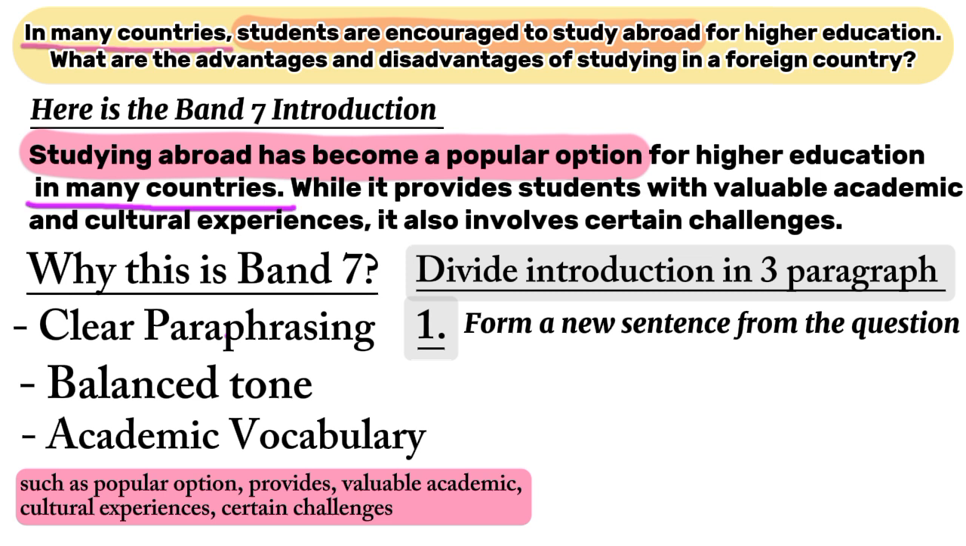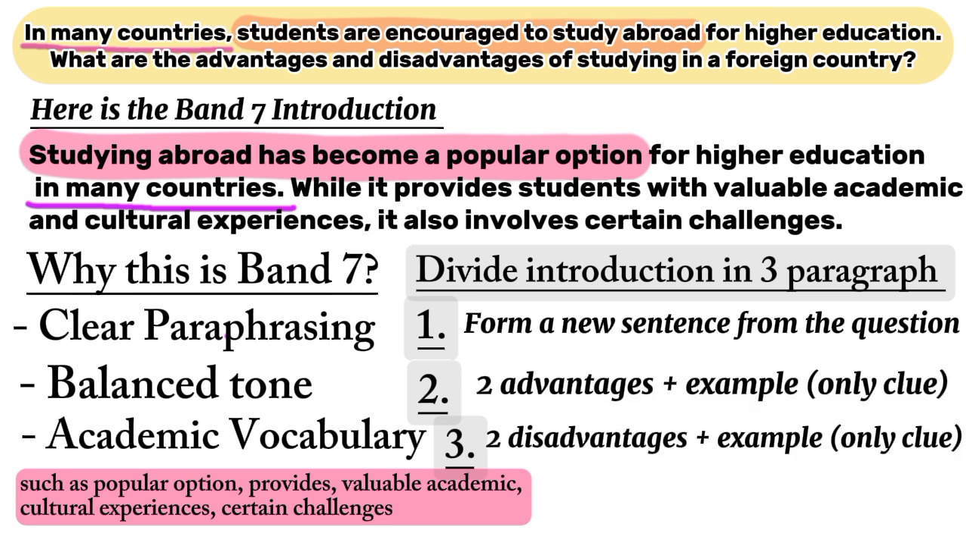I changed the line, but the meaning remains the same. You shouldn't write the same line as given in the question. It will lower the band score. You have to change the line, but the meaning should remain the same. In the second and third parts, we must provide a clue to the examiner about what we're going to discuss in paragraph 1 and 2, including reasonable examples.